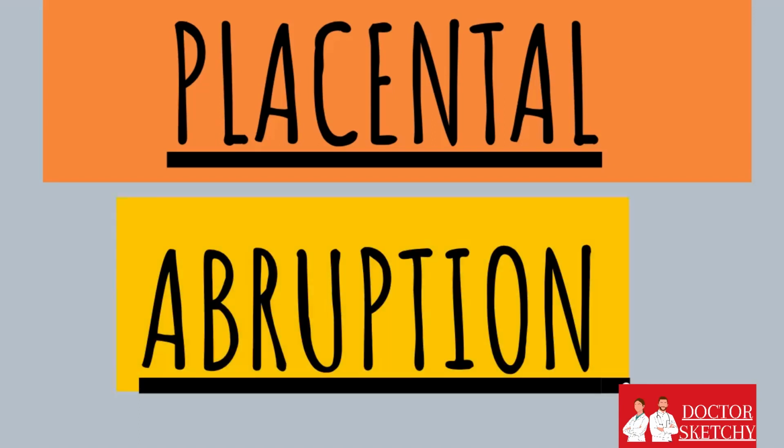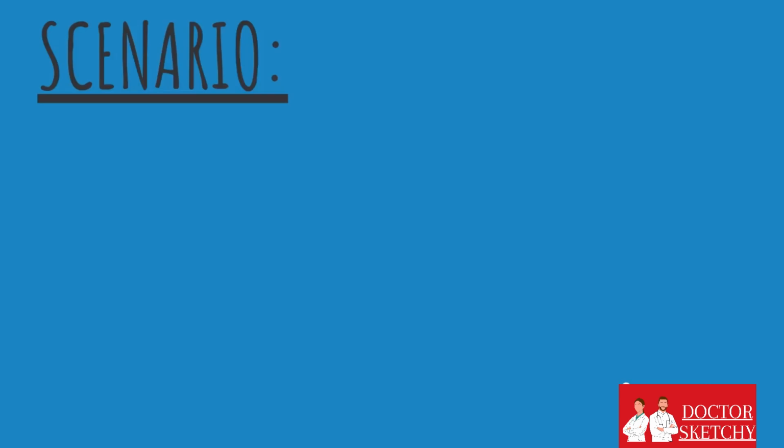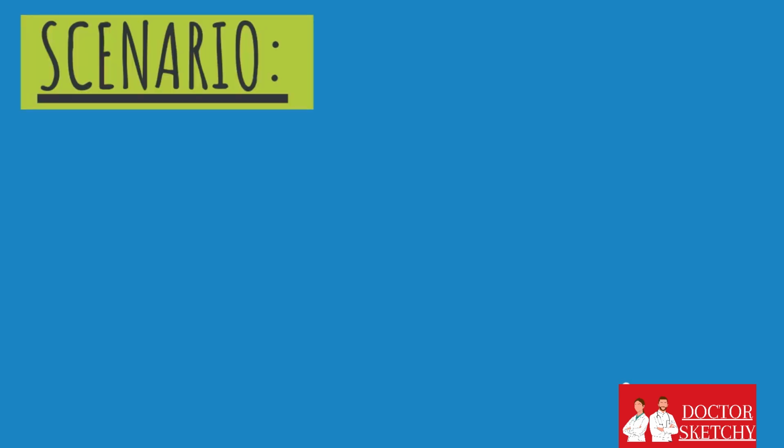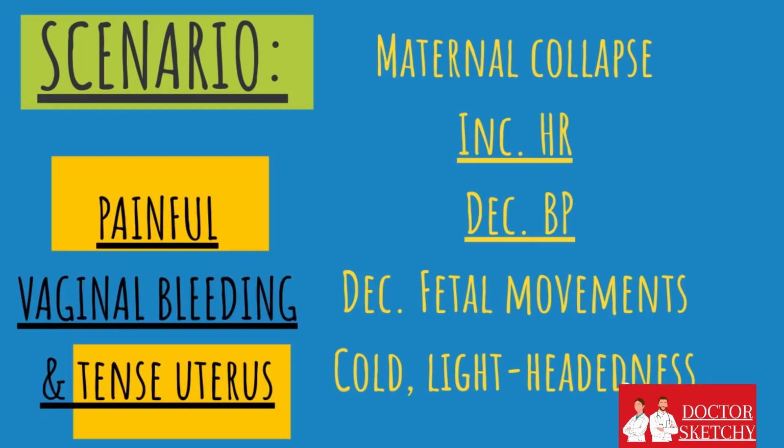Let's study about placental abruption. You should focus on the following keywords in the scenario. There will be shock-like symptoms, that is maternal collapse, increased heart rate, decreased BP, feeling cold, and lightheadedness. You will also notice decreased fetal movements, painful vaginal bleeding, and tense uterus.